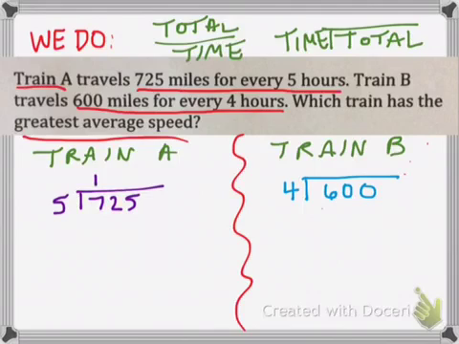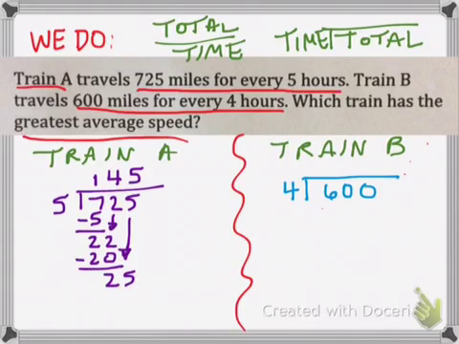So 5 can go into 7 once. 1 times 5 I know is 5. I subtract. 7 minus 5 is 2. I bring down my 2. 22 divided by 5 can go in 4 whole times. 4 times 5 I know is 20. Subtract. And then I bring down my 5. 25 divided by 5 is 5. 5 times 5 is 25. So 145 miles, I'll put mph, miles per hour, for train A.